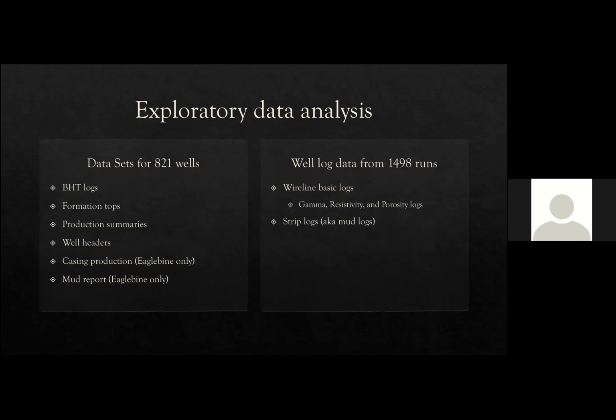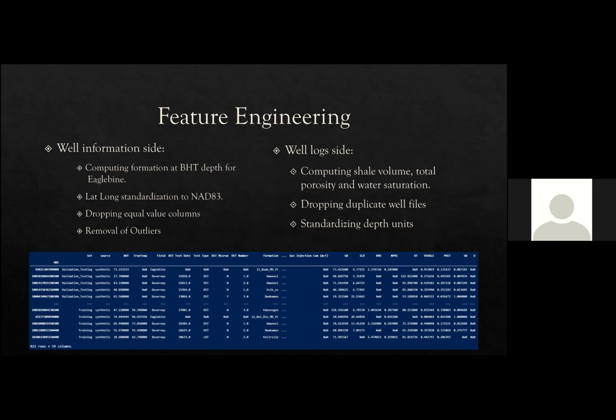EDA is exploring a data set for 821 wells divided among Alberta and Texas. The data contains various features, including bottom hole temperature, formation tops, and many more. Feature engineering is a process of elimination, which we found to be iterative. This also includes dealing with missing values, weighing the number of missing values with the importance of the feature.